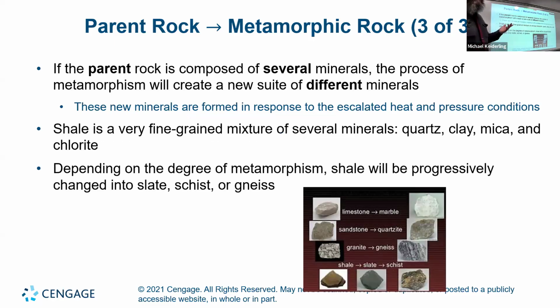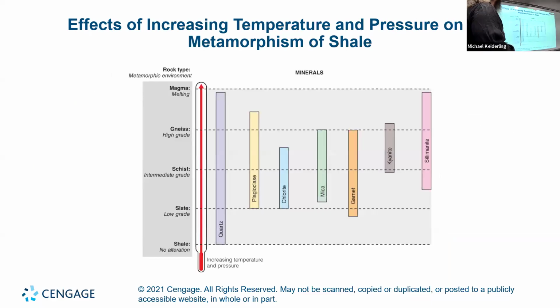And if the parent rock is composed of several minerals, the process of metamorphism can change it to a new suite of minerals. And these new minerals are formed in response to the escalated heat and pressure conditions. So shale, for example, is a very fine-grained mixture of several minerals: quartz, clay, mica, and chlorite. And depending on the degree of metamorphism, shale will be progressively changed into slate, schist, or gneiss. So you get shale, slate, schist, gneiss. And sort of a sequence.